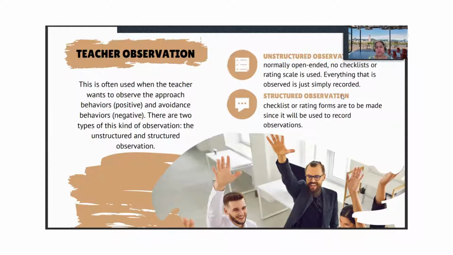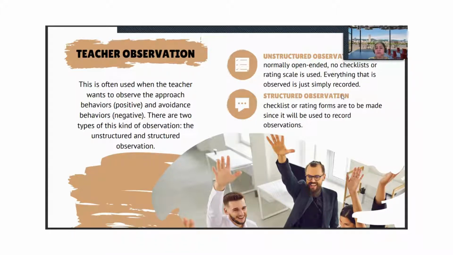When we say teacher observation, this is an observation made by the teacher, and this is categorized into two. The first one is unstructured and the second one is structured. Unstructured is normally open-ended, with no checklist or rating scale in use, and everything that is observed is simply recorded. So it is open-ended, where we have no checklist that we check or rating scale that we use. This is merely an observation that a teacher recorded.